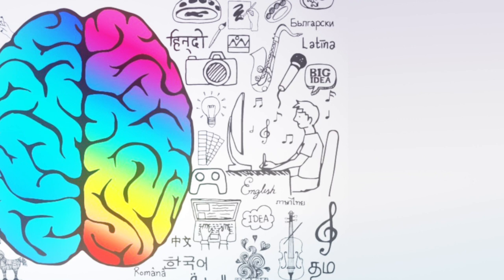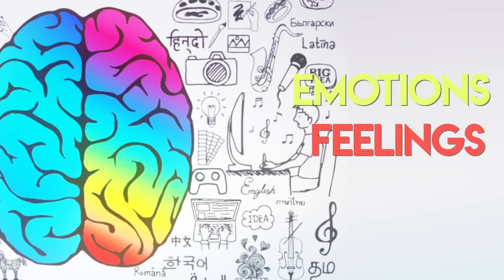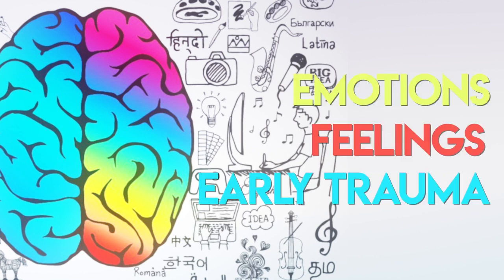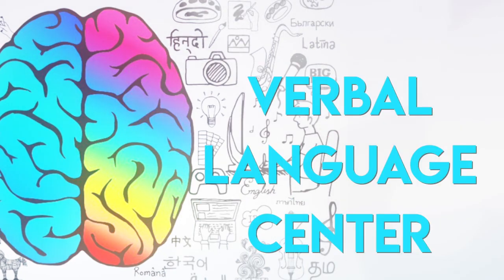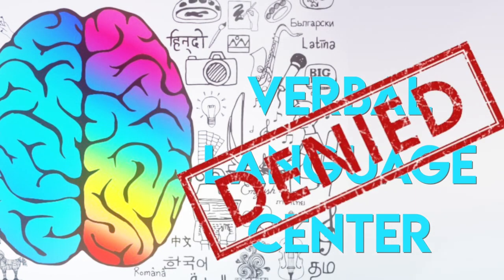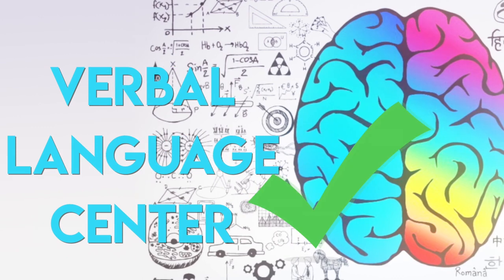Why is this important? Because the right brain is where all the emotions, feelings, and early trauma reside within our brain. Because the right brain doesn't have a verbal language center, that's in the left part of the brain, the stuff that really runs therapy, the right brain info, doesn't get expressed through words.